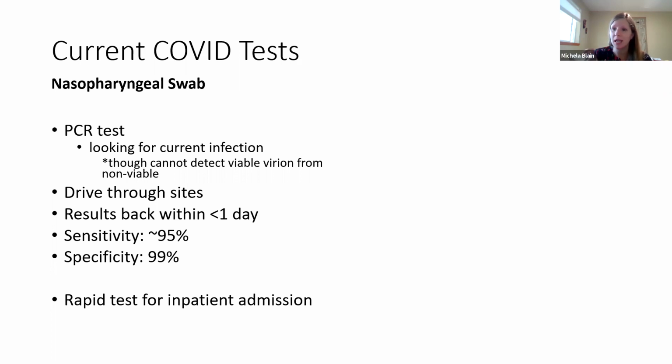Just to note, it can't distinguish active virus from inactive virus. So that's why these people have been persistently positive for a long time. And the CDC just changed their recommendations that once you test positive, you shouldn't get a repeat test for several months because of this ongoing shedding. We've got drive-by testing sites. Results come back in about a day. It's very sensitive and very specific.